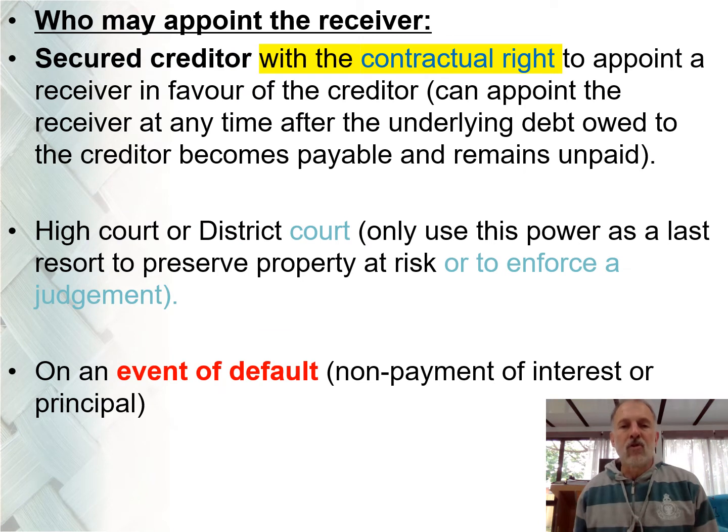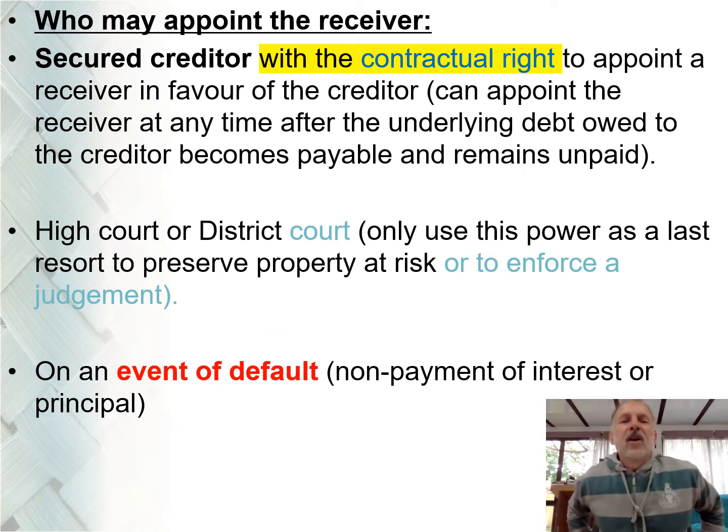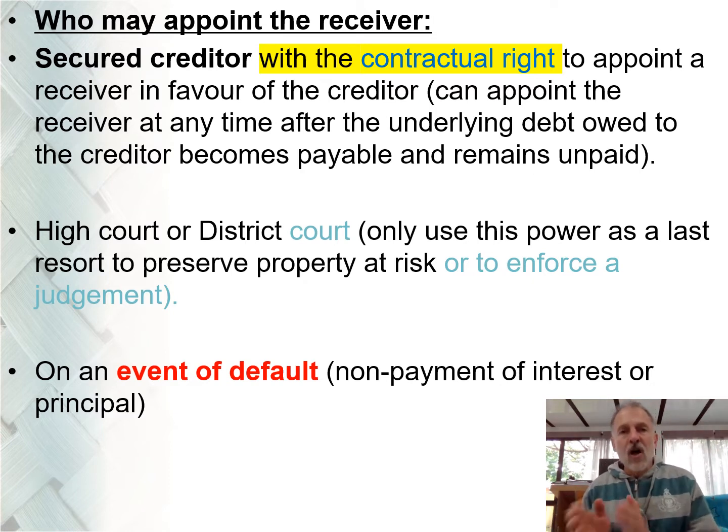Who may appoint a receiver? It will be a secured creditor with a contractual right to appoint a receiver. So in my case, when I was working for the bank, Barclays Bank, the moment that you granted that credit to a client, you already made him sign the form giving you the contractual right to appoint a receiver in case he's defaulting on his debts.